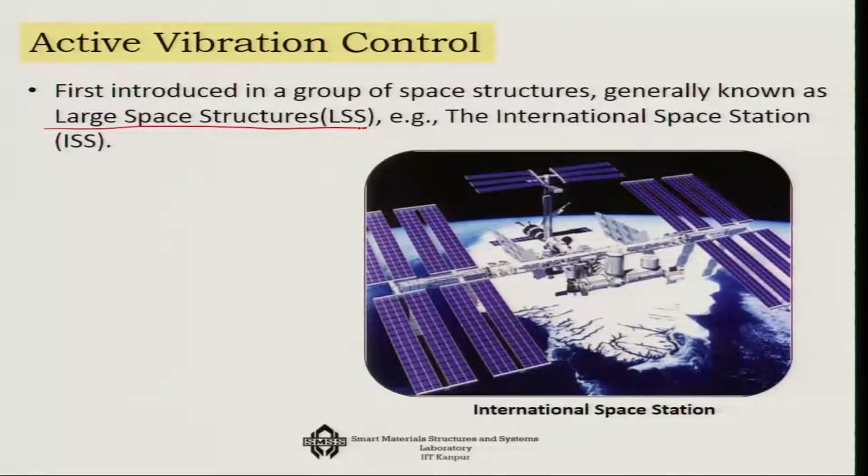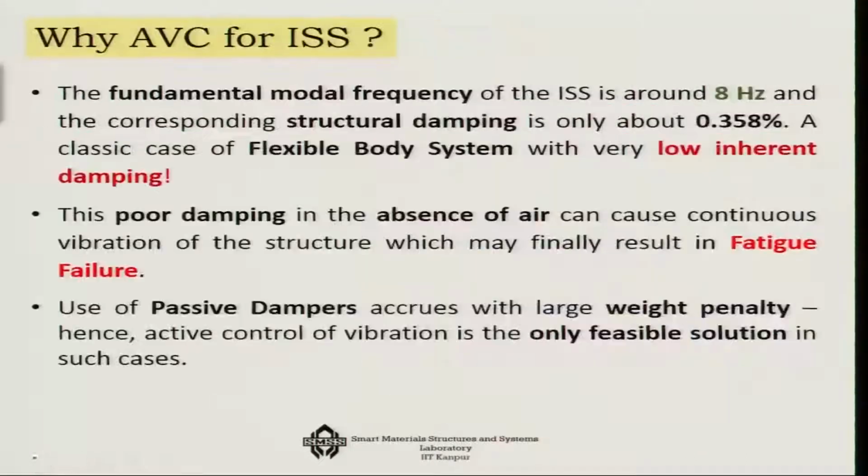For example, the International Space Station, as you can see, which is the man-made biggest structure in space, and because it is very flexible, in this kind of a system AVC is needed.